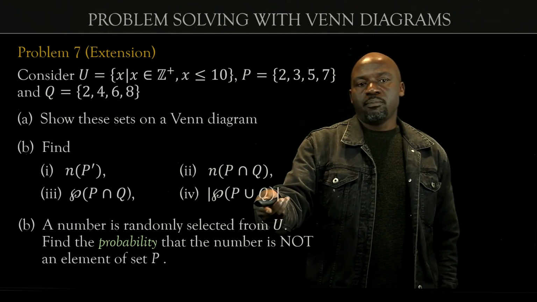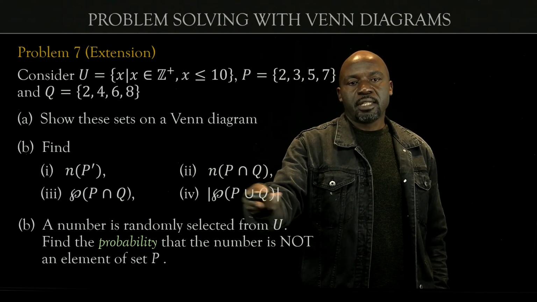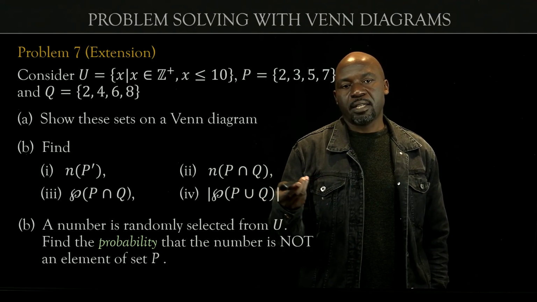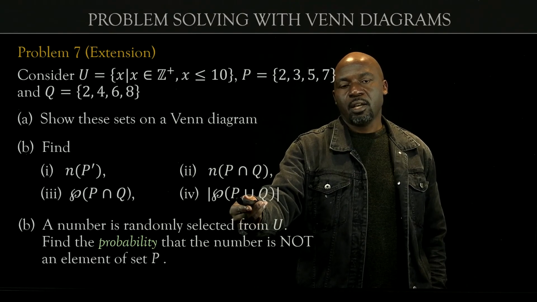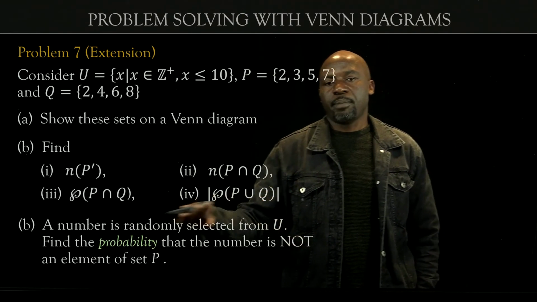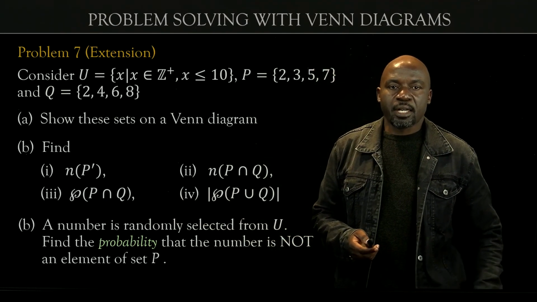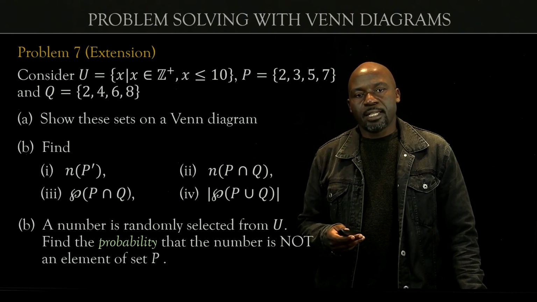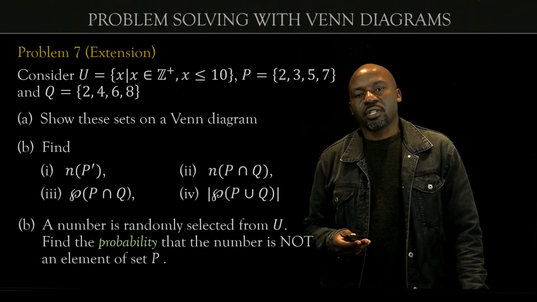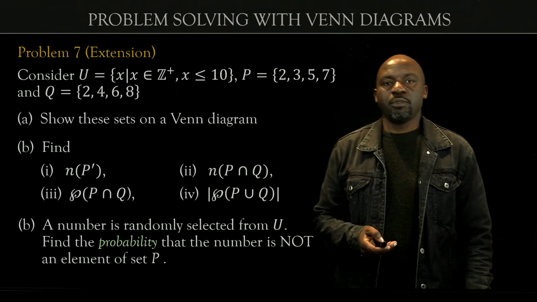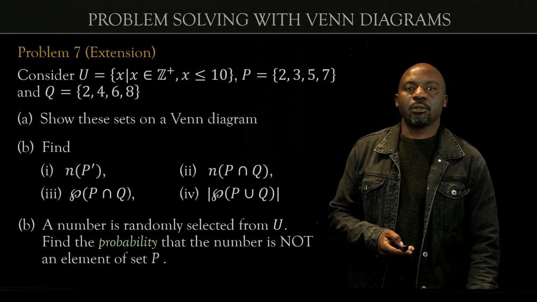You do not need to do much calculation. You don't need to list out the elements. You should be able to get the number of subsets here without necessarily having to list out the elements. I hope you can do that. And part B says a number is randomly selected from the universal set. Find the probability that the number is not an element of the set P. Try this question out and let me know what you come up with as a solution.